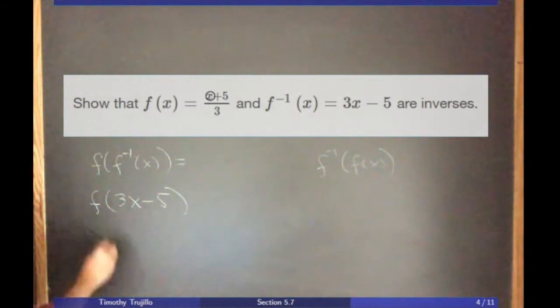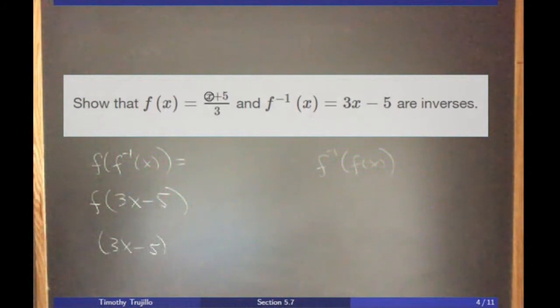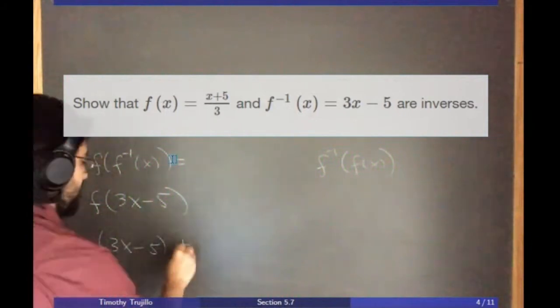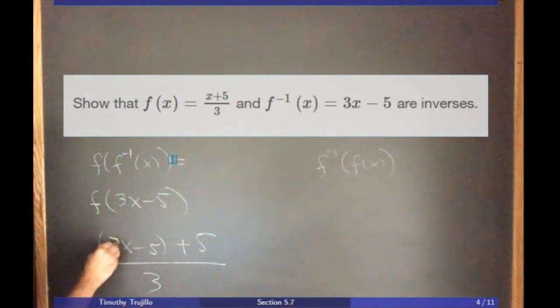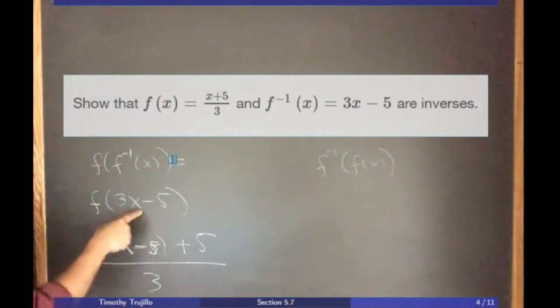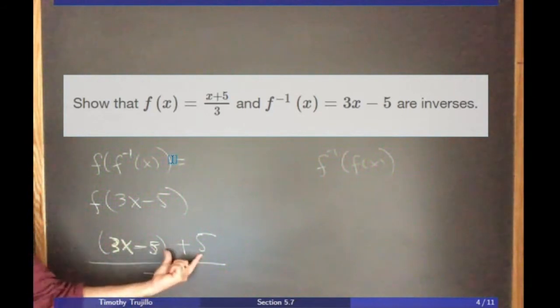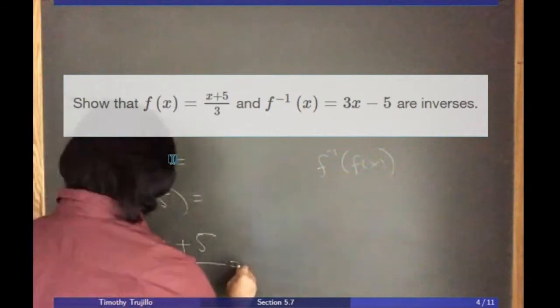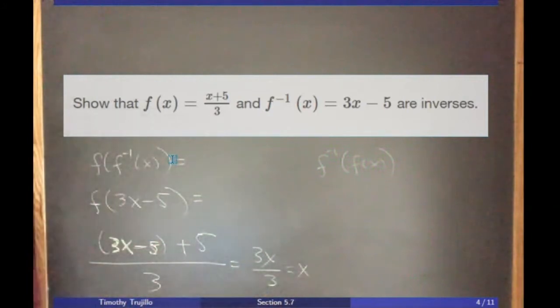So here what you'll get is, I'm going to put it in parentheses, 3x minus 5 for this x that I have circled. And then there's a plus 5, and then the whole thing is divided by 3. Just to highlight, let me put it in yellow here. This 3x minus 5 was the input to the function, right? So that's what I'm replacing that x with in the formula for f of x. You'll notice that now you have -5 plus 5, so those two cancel each other out. That gives you 3x divided by 3. The 3's then cancel out, and you're left with just x.